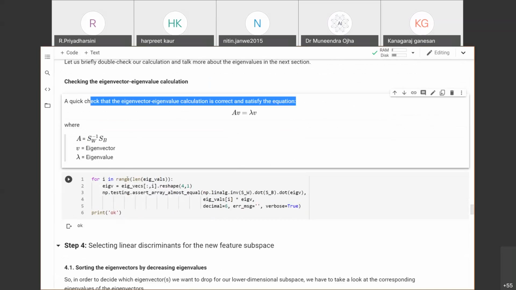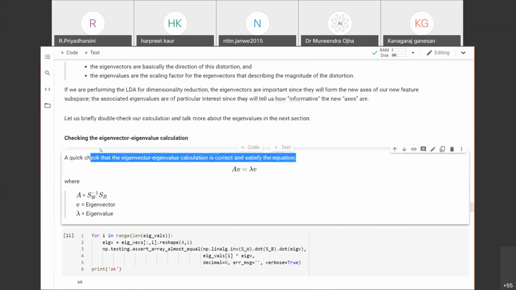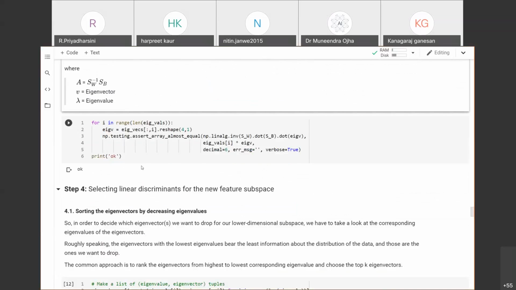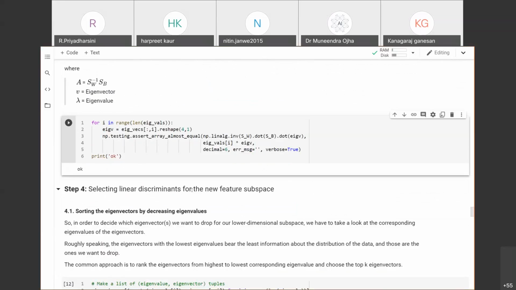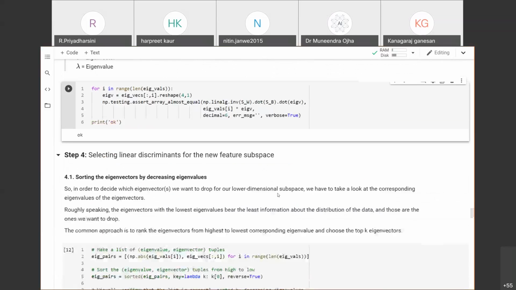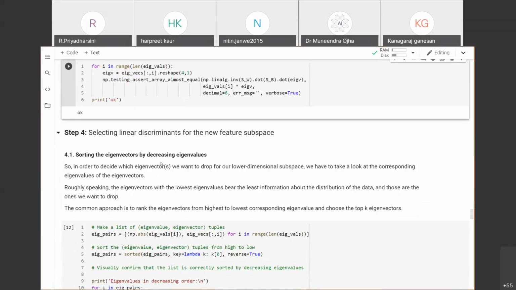Okay, so we have already calculated our eigenvalue and eigenvector, so I'm not getting into it. It's just the same thing, just reassuring ourselves that what we have calculated is fine. Now we select linear discriminants for the new feature subspace. First we sort in the decreasing order of eigenvalues. In order to decide which eigenvector we want to drop for our lower dimensional subspace, we take a look at the corresponding eigenvalues. Roughly, the eigenvectors with the lowest eigenvalues bear the least information about the distribution of data, and those are the ones we want to drop.